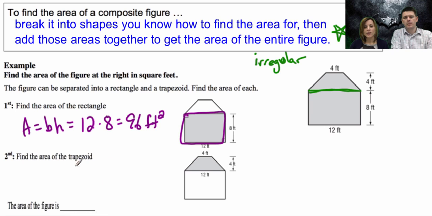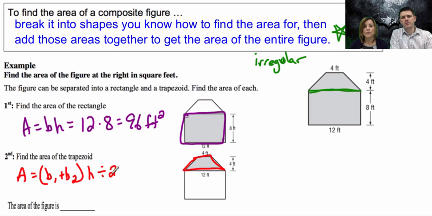Okay? Then our area of the trapezoid, new color for a new shape. Base 1 is, oh, we have to write down the formula. So base 1 plus base 2 times the height divided by 2 is our formula. We've got 4 and 12 as our bases.